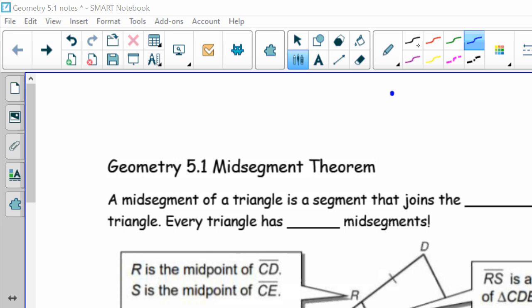It tells us that a midsegment of a triangle is a segment that joins the midpoints of two sides of the triangle. Every triangle will have 3 midsegments. So in this picture, R is the midpoint of segment CD. S is the midpoint of segment CE. Therefore, segment RS is a midsegment of triangle CDE.